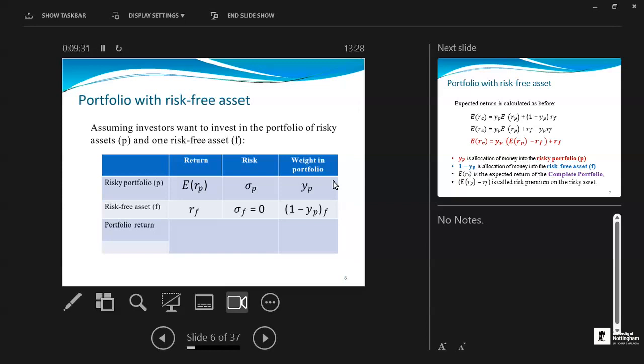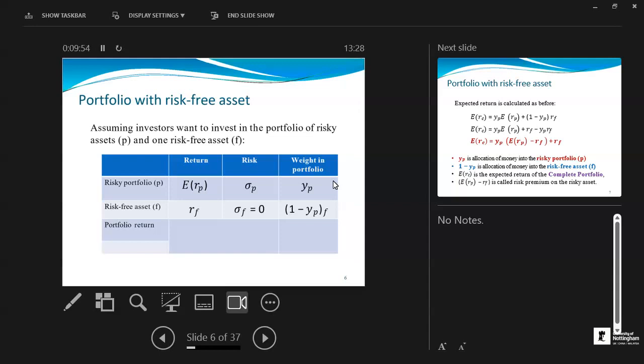Right, so the expected return of the portfolio, we can calculate that, which we have done just a few minutes ago. And then we have a risk-free asset. The rate of return of the risk-free asset is already known, because you can calculate the rate of return on the T-bills.